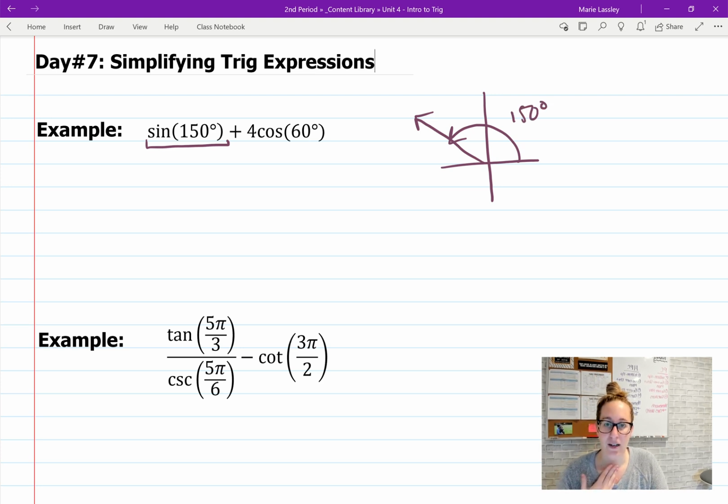So there's the 150. Then this is going to be my reference angle. It's always the angle to get back to the x-axis. And I know that the x-axis is going to be 180. So I'm just subtracting: 180 minus 150 gives me 30. So 150 is one of my 30-degree angles.